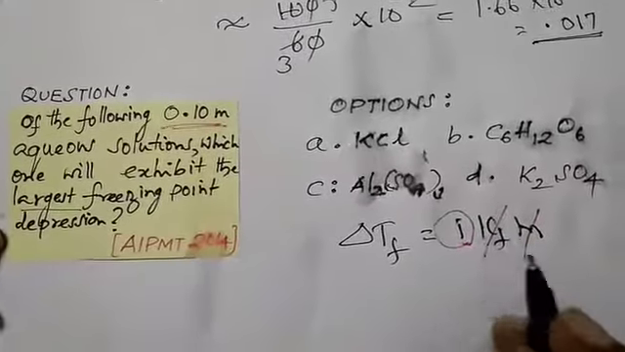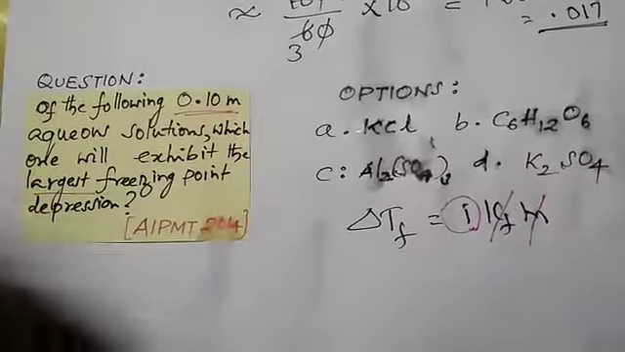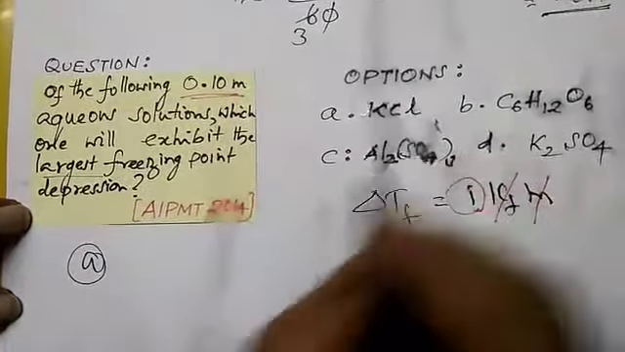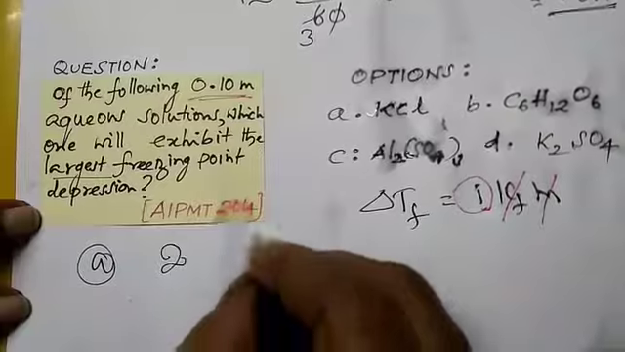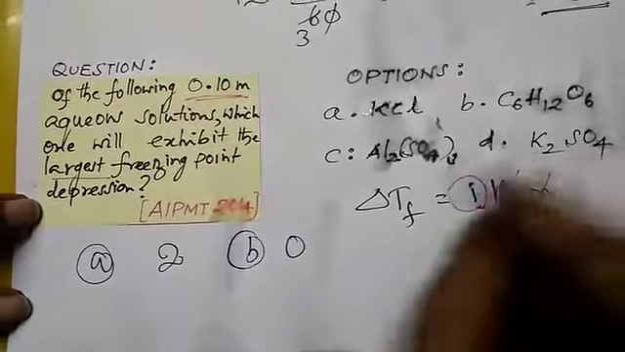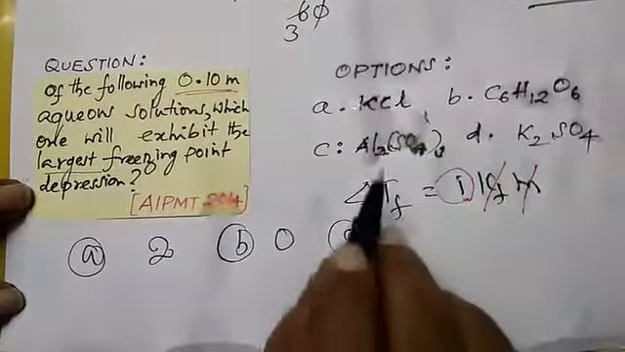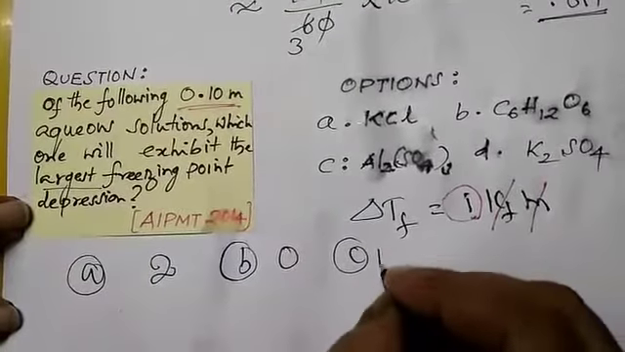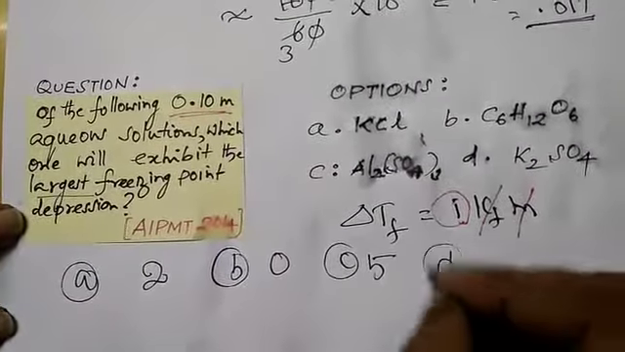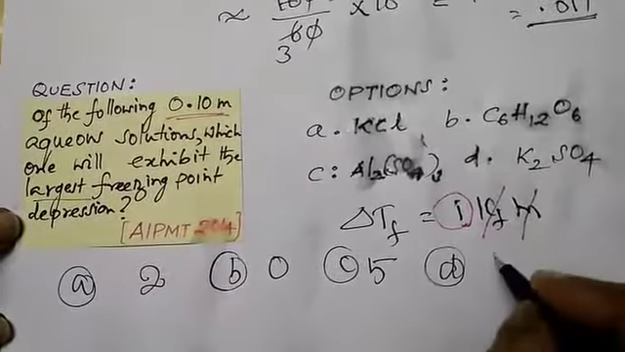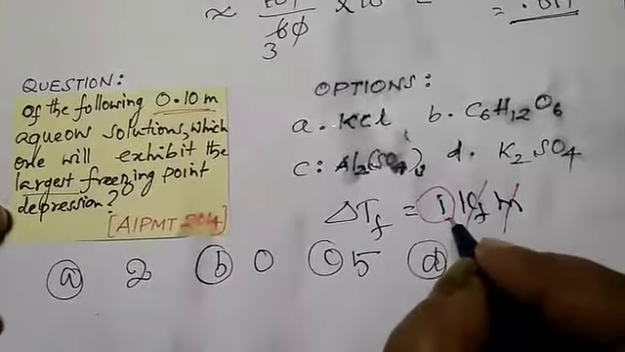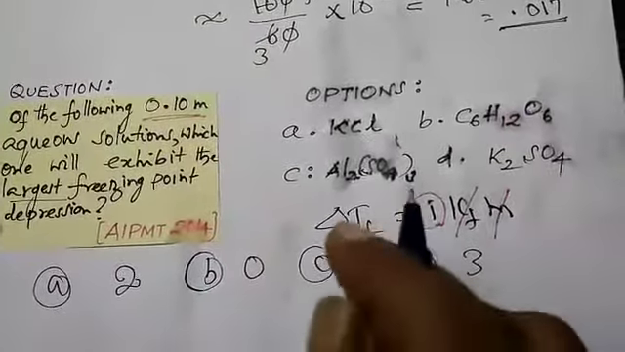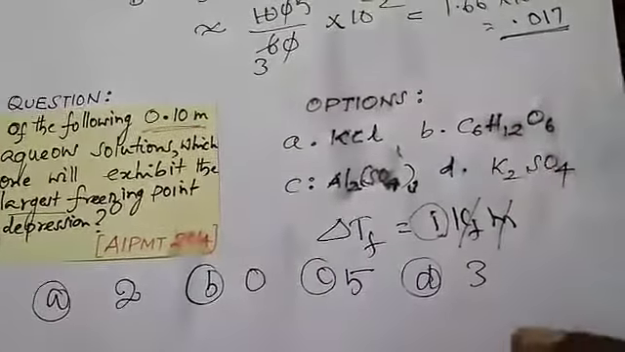What is i? It is the number of ions. So now let me write i for each one. For A, i is equal to 1 plus 1, 2. For B, i is equal to 0 because it is a non-electrolyte. For C, aluminum sulfate, i is equal to 2 plus 3, 5. For D, i is equal to 2 plus 1, 3. So what does this indicate? As the i value increases, the delta Tf value also increases.